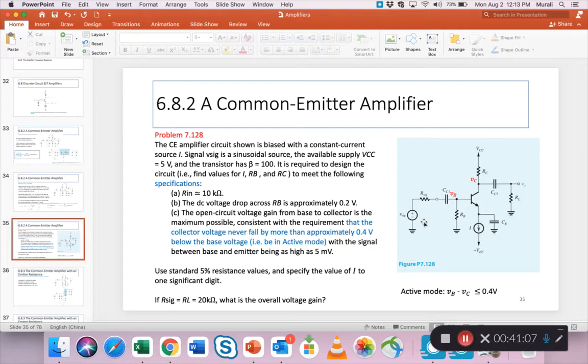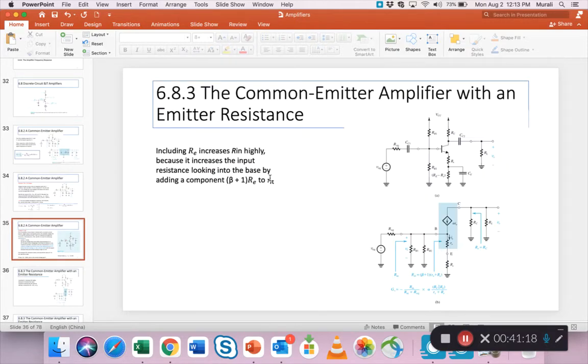The signal is a sinusoidal signal. The available supply voltage VCC is 5 volts. The transistor has beta equals 100. It is required to design the circuit to meet the following specifications.